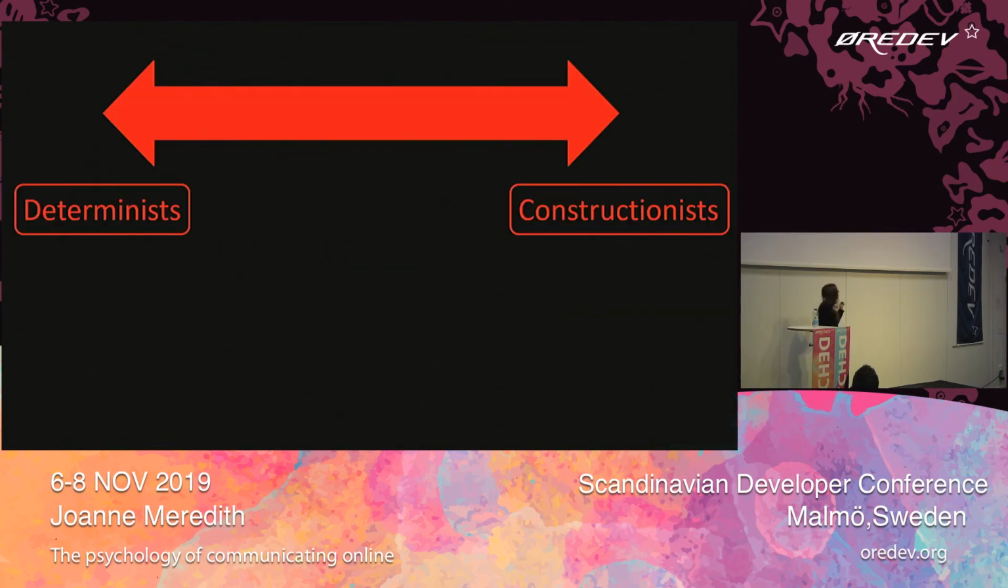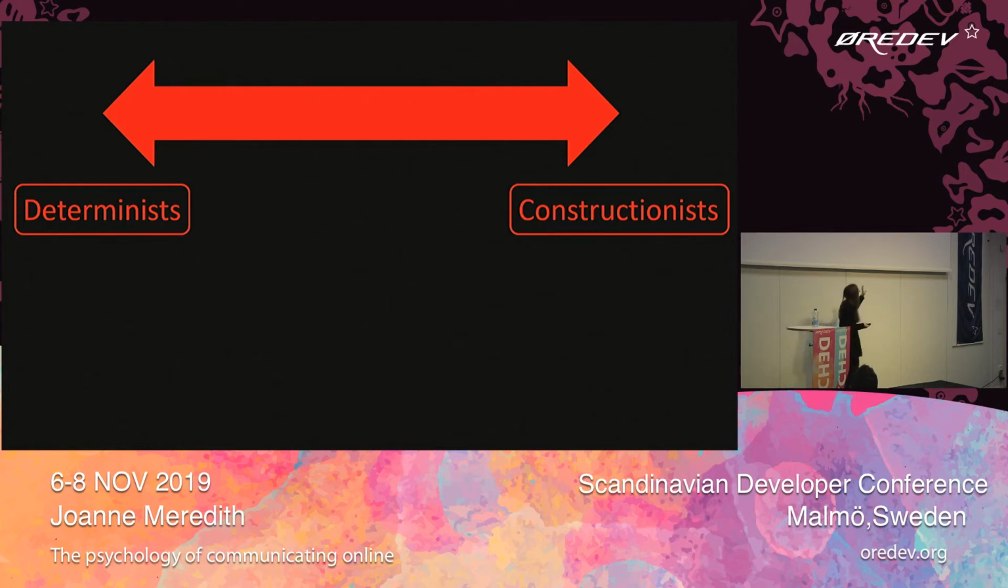Now, these two branches of theories kind of lend themselves to this continuum in psychology of how we approach technology. So cues filtered out is a bit more on this determinist side. This is the idea that the technology determines the interaction. If you build it, they will come, or they will speak in this way, okay? So this is the idea that actually particular features of technology make users do particular things.